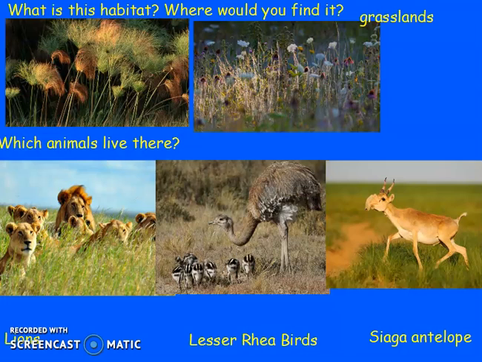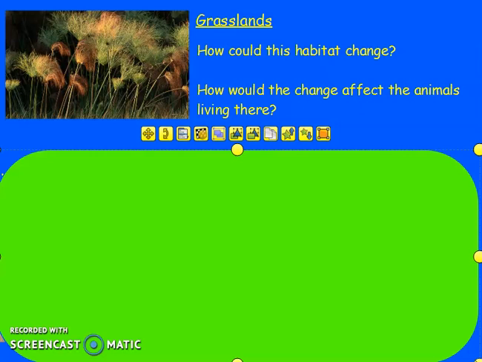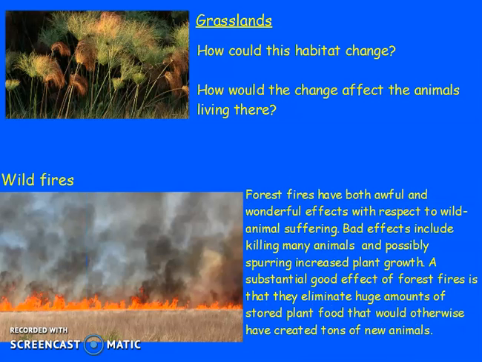Why do you think these animals choose to live in the grasslands? Why is this habitat good for them? How could this habitat change? And how might the change affect the animals that live there? Have you got any ideas? Well, the most dangerous change that can happen to this habitat is something called wildfires.